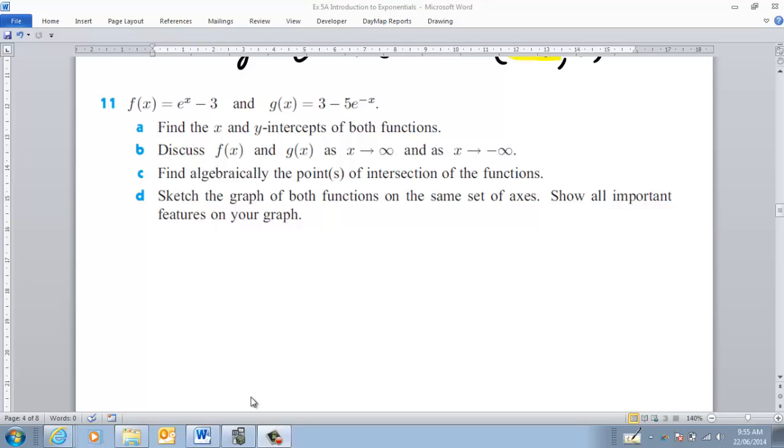Hi guys, we're going to have a look at question 11. Now this is a graphing question which is really no different from any other question that we've done in calculus so far. Obviously these are exponential functions, so the first thing that you would probably do, and I've suggested to you to do when you're doing a graphing question, would be to go and graph it.